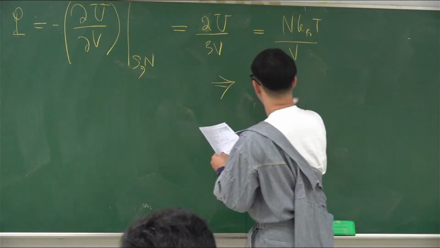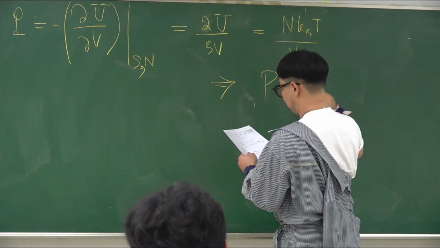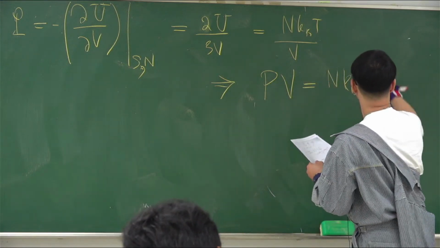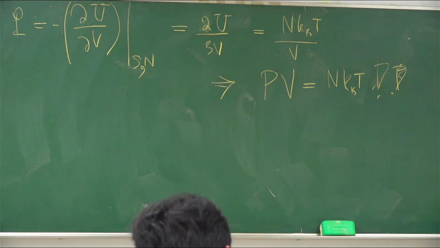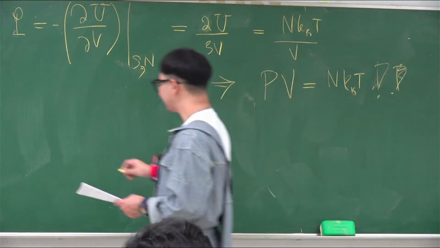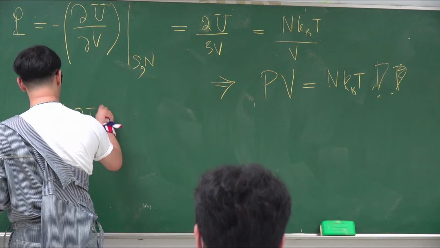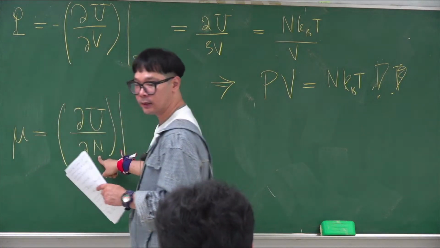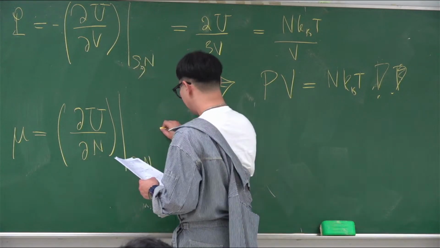So what you get is this one. Again, this is the classical gas equation right here, the equation of the classical gas. Next, you could also compute the chemical potential with respect to the change of the number of particles getting in or getting out of the system.